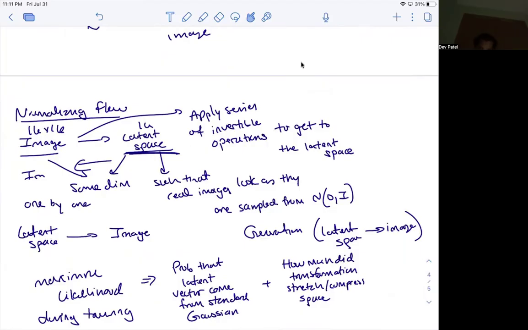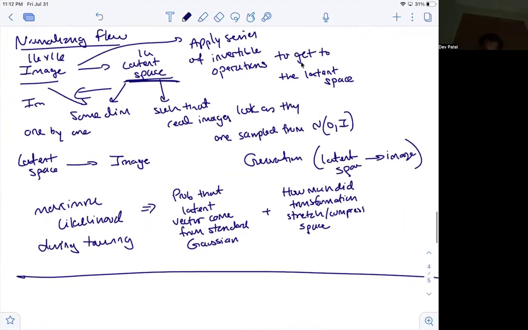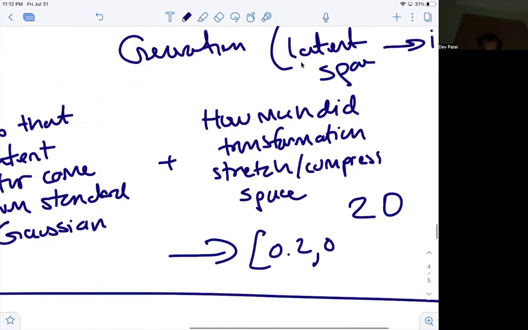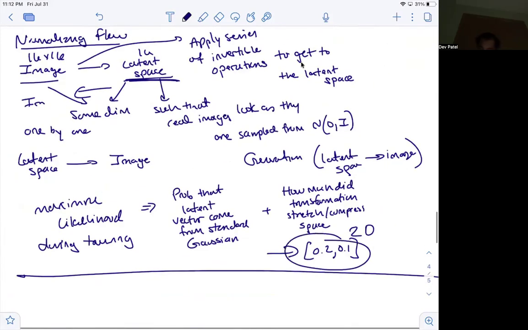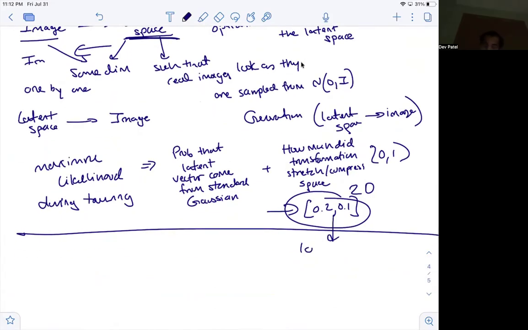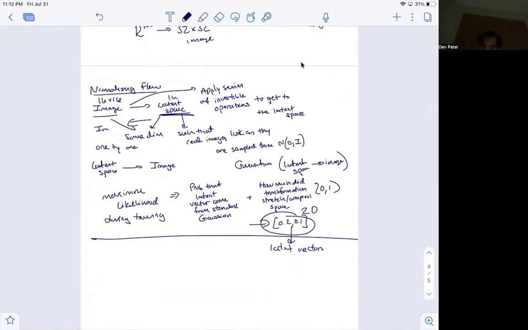And now, what's the goal here? The goal is to learn a mapping from image to latent space such that the real images appear as though they're sampled from a normal distribution. So for example, say we have this image and we're doing a 2D normal distribution. We get 0.20, 0.1, right? This looks like it's sampled from a normal distribution because it has a mean of 0 and a variance of 1. So most of these latent vectors will have a mean of 0 and variance of 1, but not all of them.